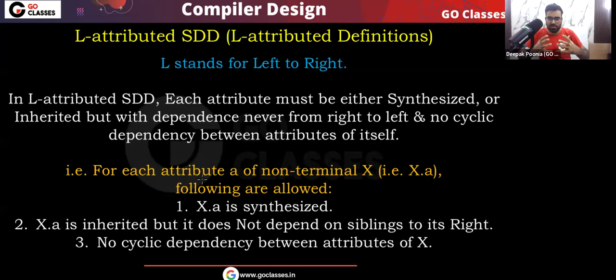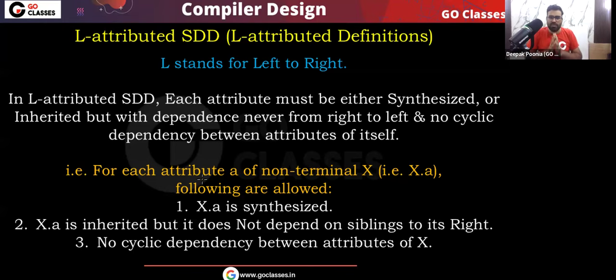Now in this situation, remember, a cycle should not be created. It should not happen that to compute this attribute of mine I'm using this attribute of mine, and to compute that attribute I'm using this attribute again. This type of cycle should not be created. Is this clear? I hope you understood. That is the reason I am saying understand this L-attributed definition very carefully. The definition is actually very simple.